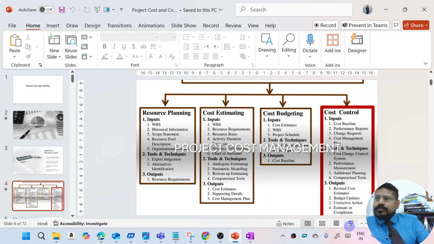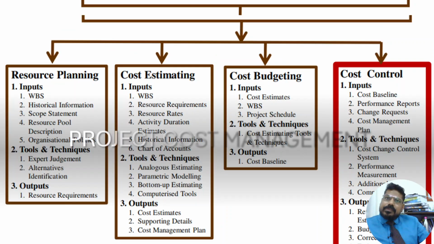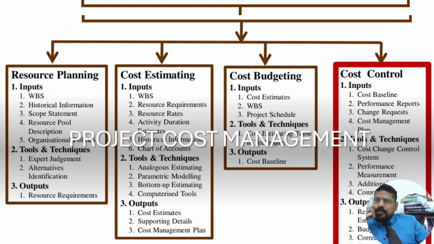Okay, this is project cost management. You have resource planning. The inputs of resource planning are WBS. WBS is work breakdown structure. You are dividing the complete project into a number of small chunks, which are WBS. Then you have historical information, scope statement, resource pool description, organization policies.